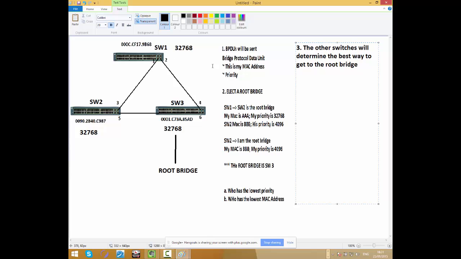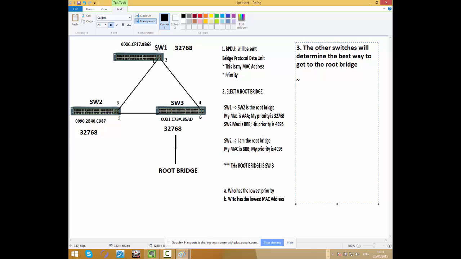And what would they use to determine the best way to get to the root bridge? It's simple. They will use the ports that aren't blocked. The unblocked ports. Not the unblocked port. They will use something to determine. I mean, there will be a criteria that they will use to determine.